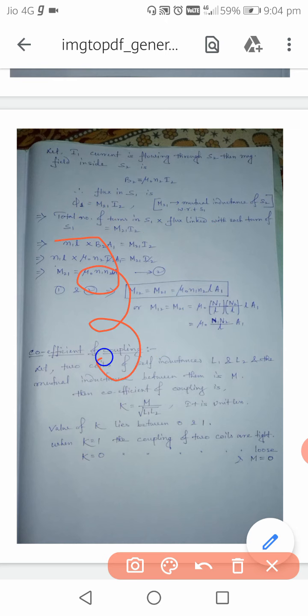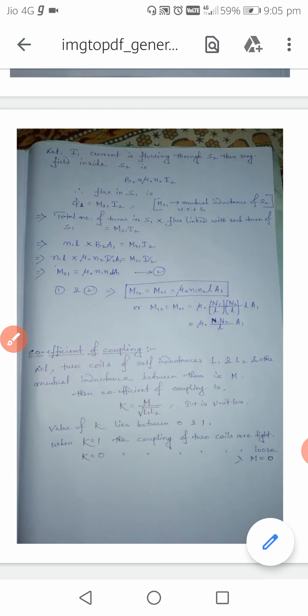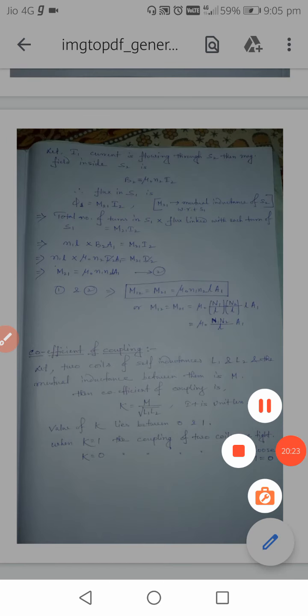Now suppose we have one coil here. Obviously the field lines linked with this coil are not the same as those linked with the other coil, so they are loosely packed. That is the meaning of the coefficient of coupling. The value of K tells us how the coils are placed, whether closely packed or loosely packed. So that is the end of this chapter.